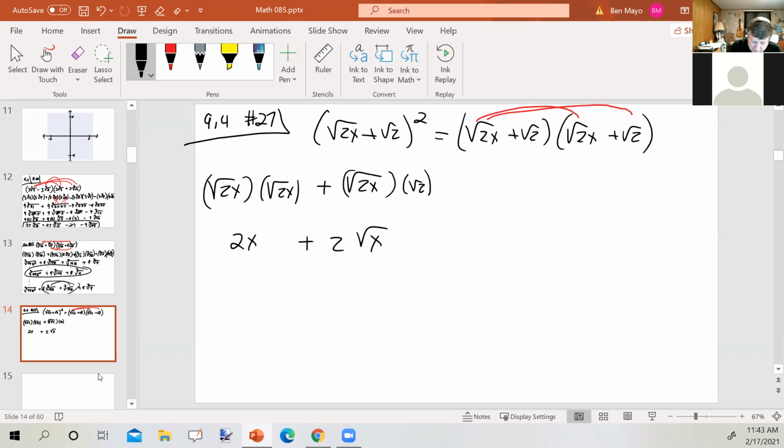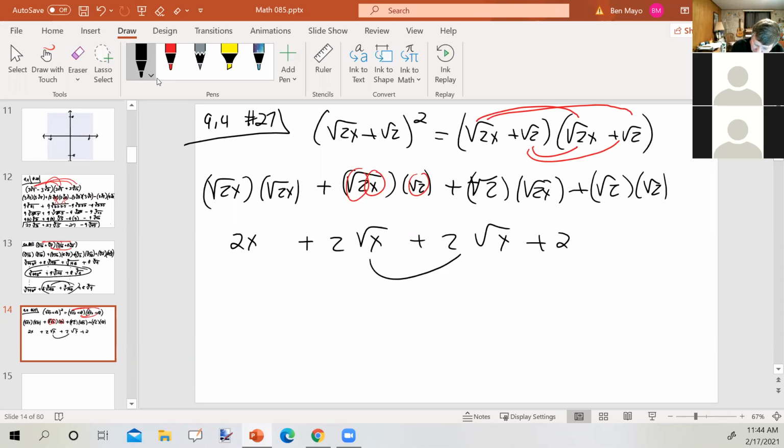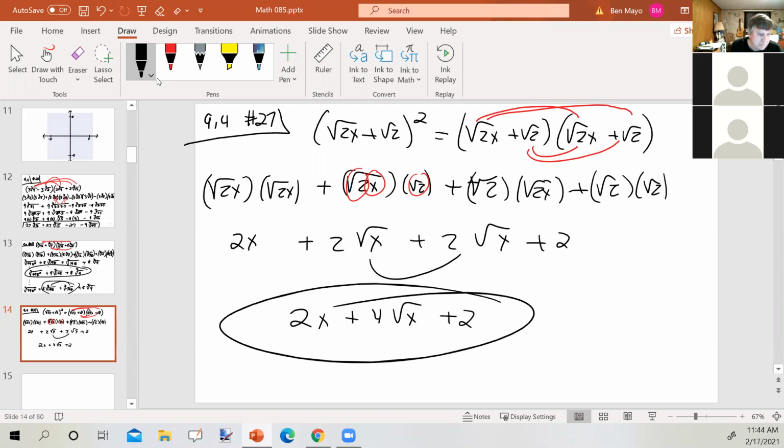Are we okay where I got that? Because the square root of 2 times the square root of 2 would be 2, and then the square root of x is still the square root of x. Okay, and then this one would be plus the square root of 2 times the square root of 2x. That's going to be 2 square roots of x. And then the square root of 2 times the square root of 2, which would just be 2. These are combining our like terms, so we get 2x plus 4 square roots of x plus 2 as our final answer.